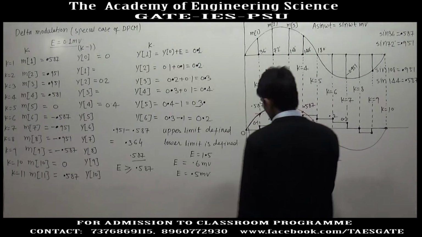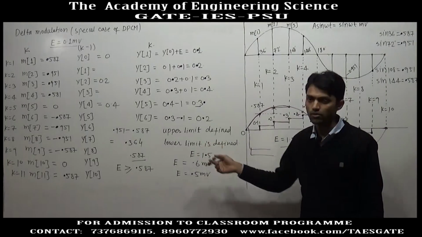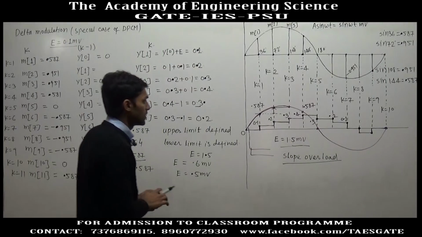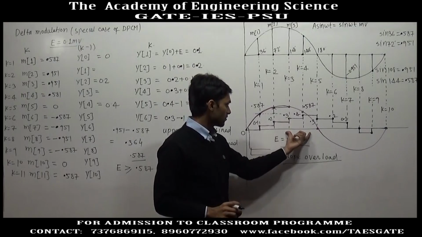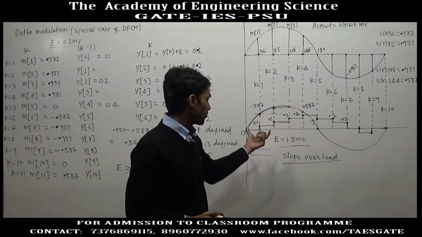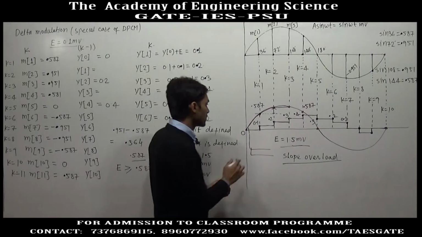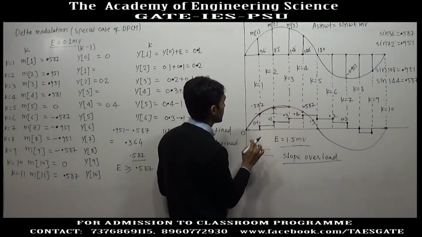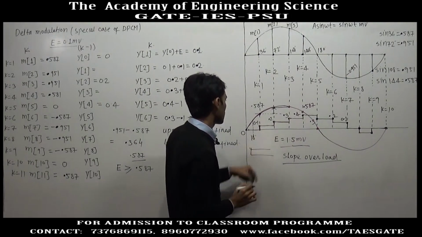This is the one method to avoid the slope overload, that we will increase the value of threshold. Now, there is another method. If we increase the sampling frequency, here I am taking 5 samples in 1/2 cycle. If we take 10 samples in 1/2 cycle, so if this is the first input, the next sample will be at 18 degree instead of 36 degree.